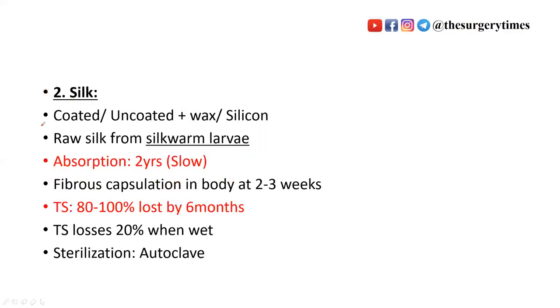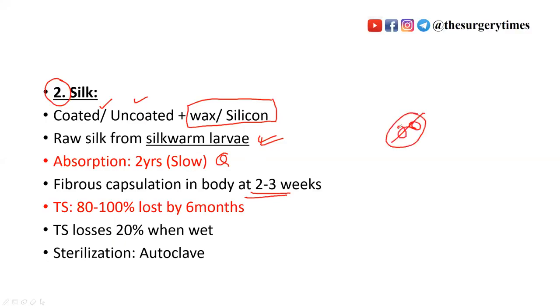Now next natural non-absorbable is silk. So silk is of two types, coated as well as uncoated. Already we discussed coating or uncoating, and along with that wax or silicone should be there if coated. Where is it derived from? Silkworm larva. Absorption is around 2 years, and a fibrous capsule forms around 2 to 3 weeks after tying the knot.